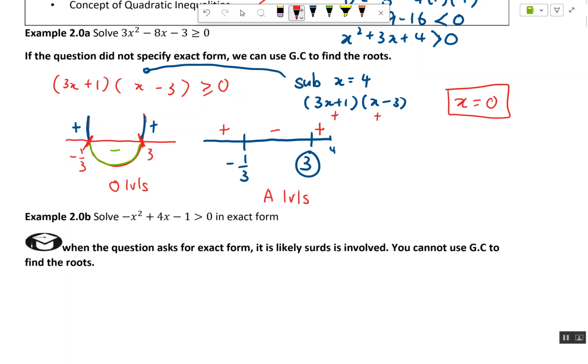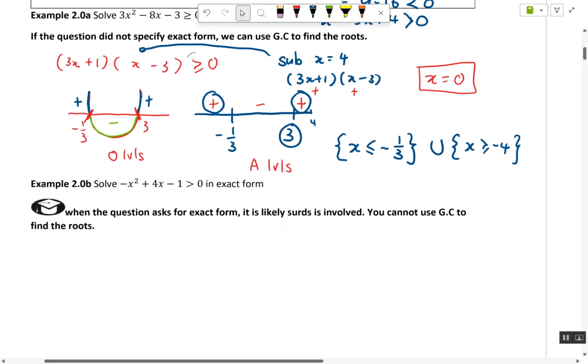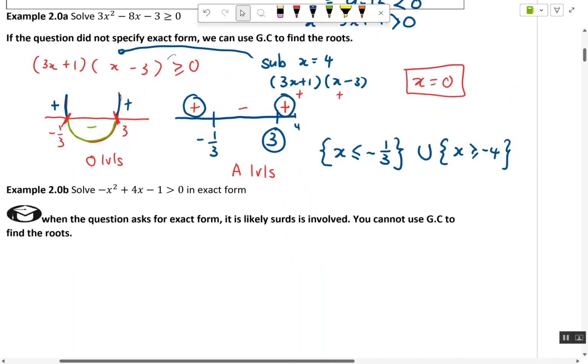Okay, now looking back, the question wants greater than or equal to 0. Where is it greater than or equal to 0? This part and this part. So the answer is x is less than or equal to negative 1/3. Now in A levels we present it in this way. This is a set. When you see "or", it means union: or x greater than or equal to 4. Okay, it could be this way, and sometimes they want you to present it in a more set form.